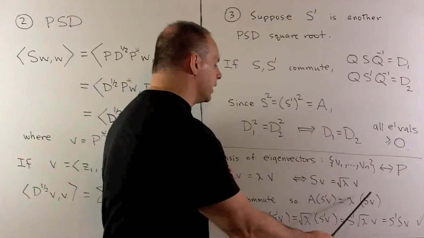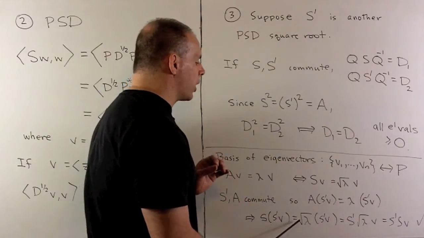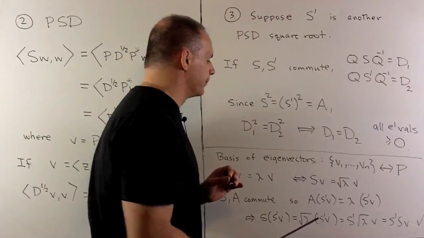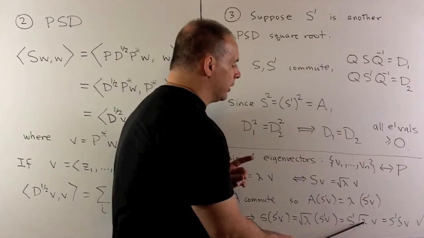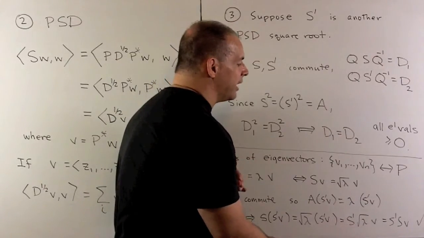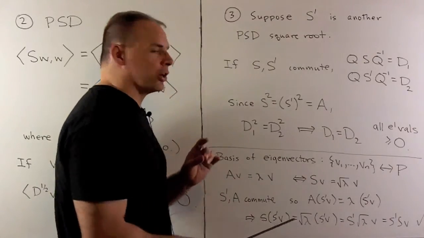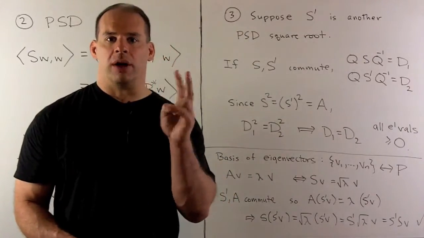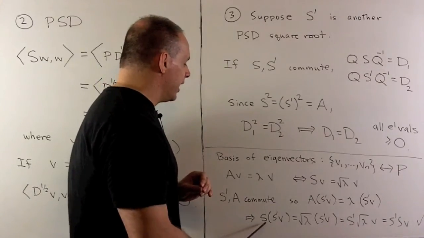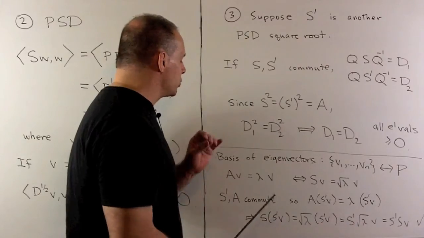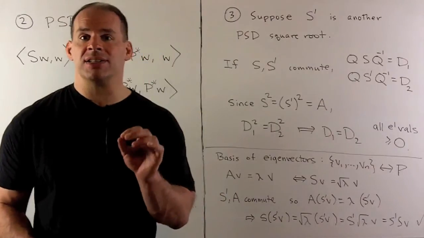Now, by our equivalence, that means that S times S prime V is going to be equal to square root of lambda times S prime V. I push the square root of lambda to the inside. Then we note that square root of lambda times V is just S times V. So we see that S and S prime are going to commute when we multiply against this one vector. Now, this is going to hold on any eigenvector that we use, and because we have a basis of eigenvectors, it's going to hold on the entire space. So we have that S and S prime commute.